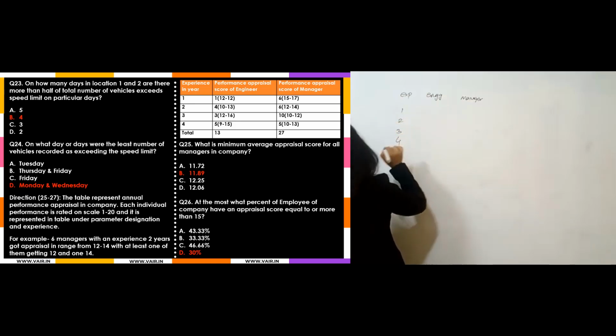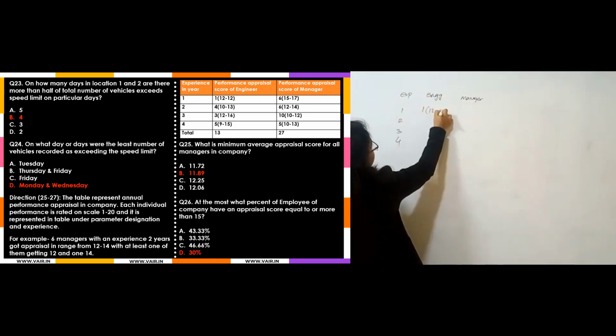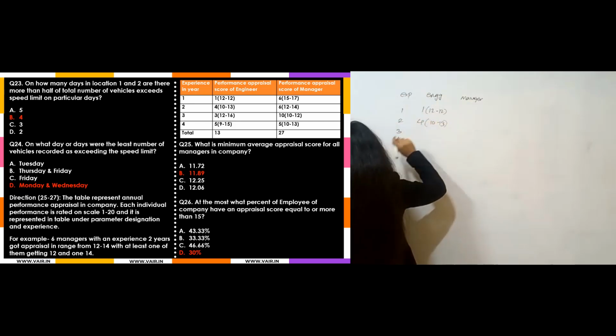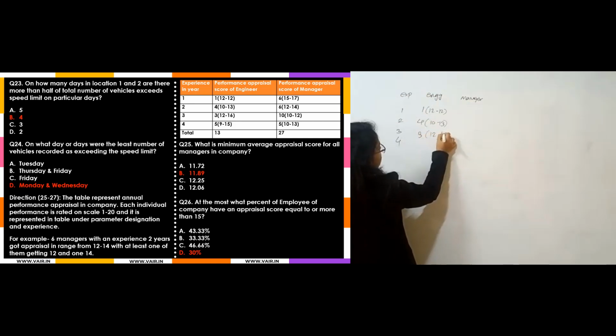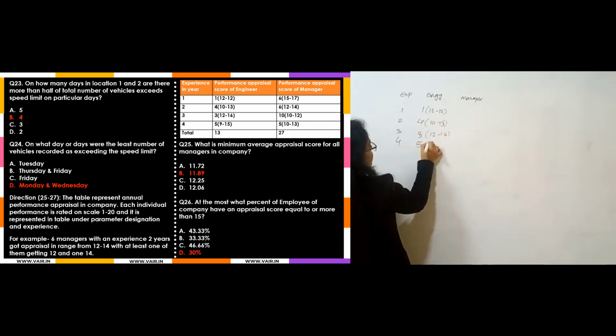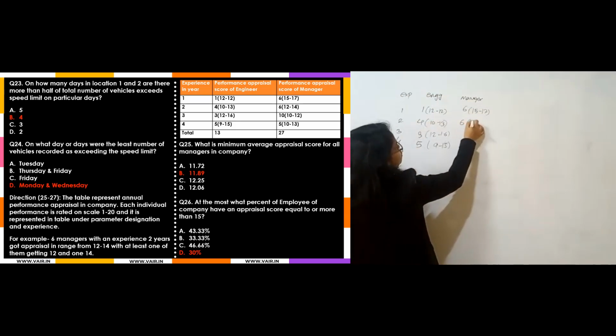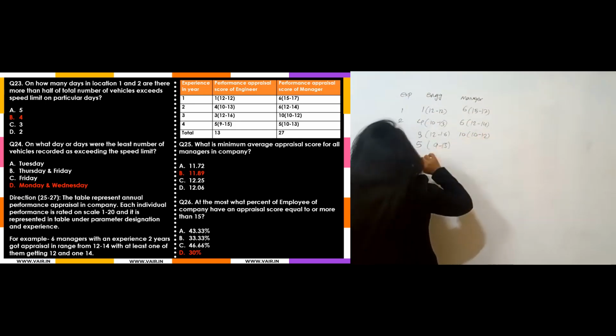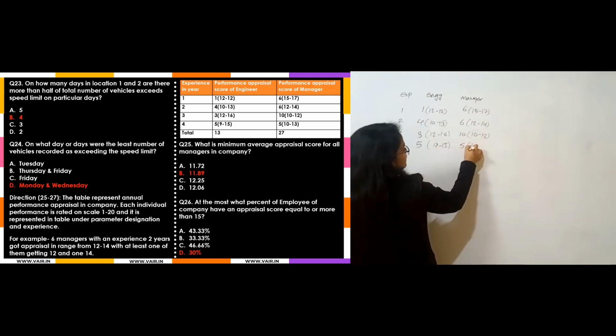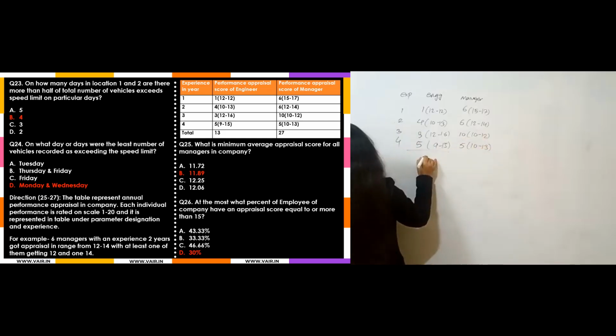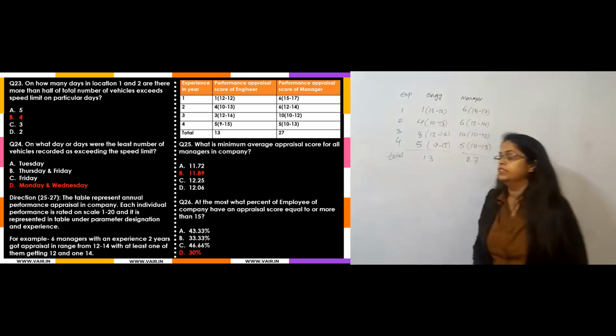4 engineers are there who are getting 10 to 13. 3 are there who are getting 12 to 16. And here are the 5 who are getting 9 to 15. And here it is the 6, 15 to 17. 6, 12 to 14. 10, 10 to 12. And these are the 5 between 10 to 13. These are total 13 and these are total 27. Okay, this is the total table given.